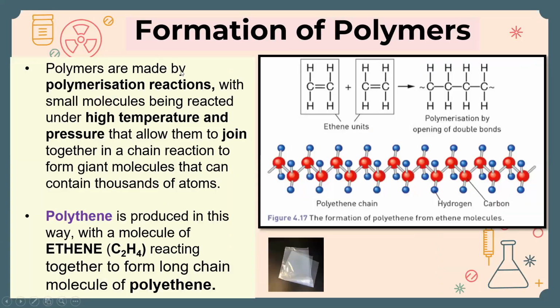The formation of polymers. This is quite important. You do need to know that polymers are made by a reaction called a polymerization reaction. This is when the small monomer molecules that form a polymer are combined together using high temperature and high pressure, and that allows them to form the bigger molecules, which we know as polymers. Polythene bags, we all know what polythene is. It's a type of plastic. It's normally used in bags and wraps and that kind of stuff. Polythene is produced using a polymerization reaction. Basically, and I did explain this in class.